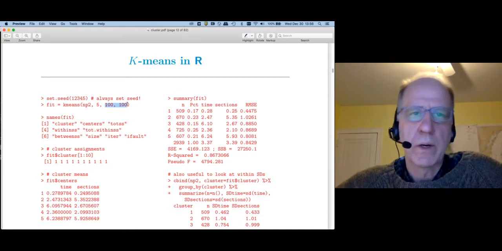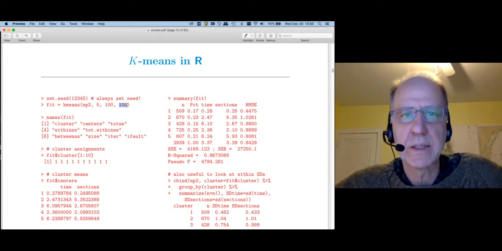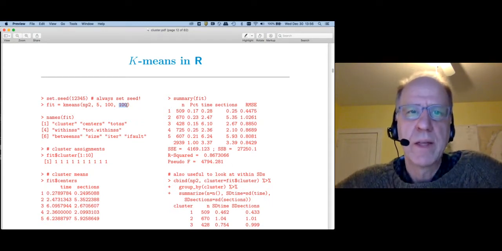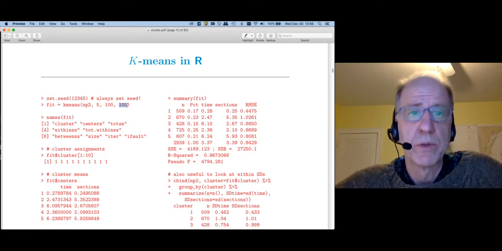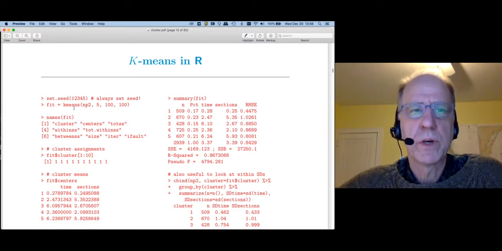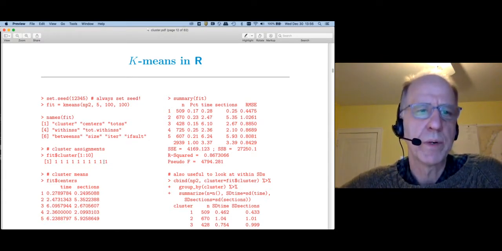As I mentioned a minute ago, k-means is highly sensitive to the starting values that you use. The second 100 here says, run the algorithm with 100 different random starting seeds and choose the best one. In that way, we hope that we found the optimal solution. K-means returns a list of class k-means. This list has the following components. So let's walk through them in order.